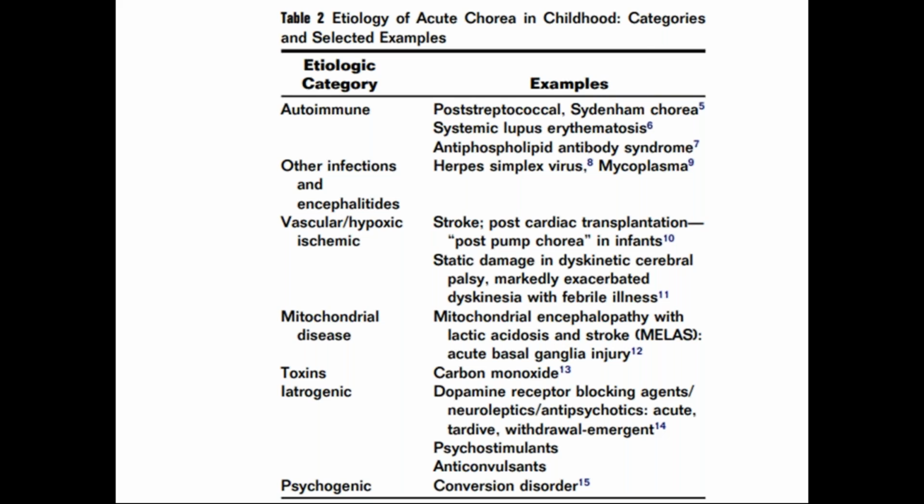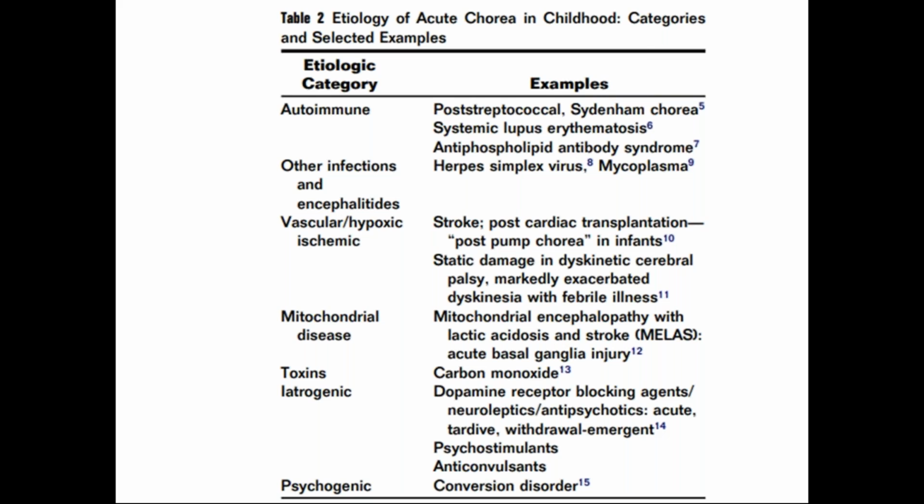This is just to run down. There are two types: acute chorea and chronic chorea. If it lasts for a few months, that is chronic chorea, and if only for a few days, it is acute chorea. The causes are autoimmune, infection, vascular, mitochondrial, metabolic, toxin, iatrogenic, or psychogenic. All these things produce chorea.